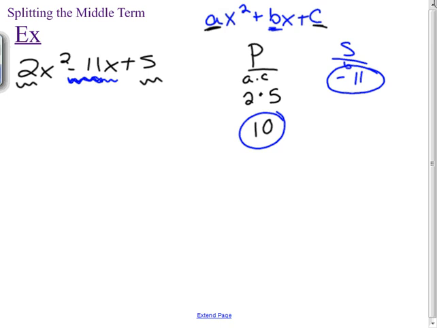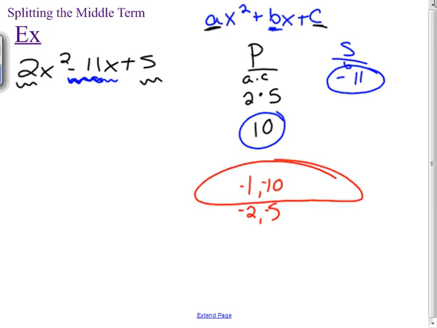What you may wish to do, if you start to get to one that's a little bit more difficult, is write out the products. 1 and 10, 2 and 5. Because I know my sum is negative, I know that there has to be some kind of negative taking place. Because my product's positive, they both have to be negative. It gives you a nice visual to see which ones work. So, for the product, these both fit. For the sum, which of these add together to give you negative 11? The negative 1 and negative 10. So that's how you go through and figure out what numbers are going to physically make this process work.